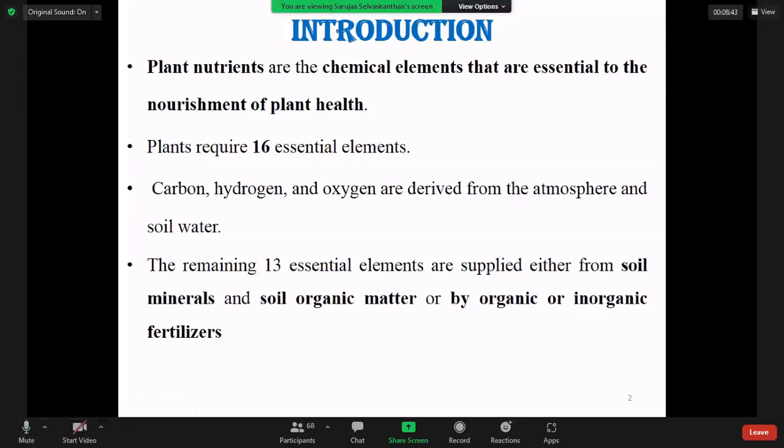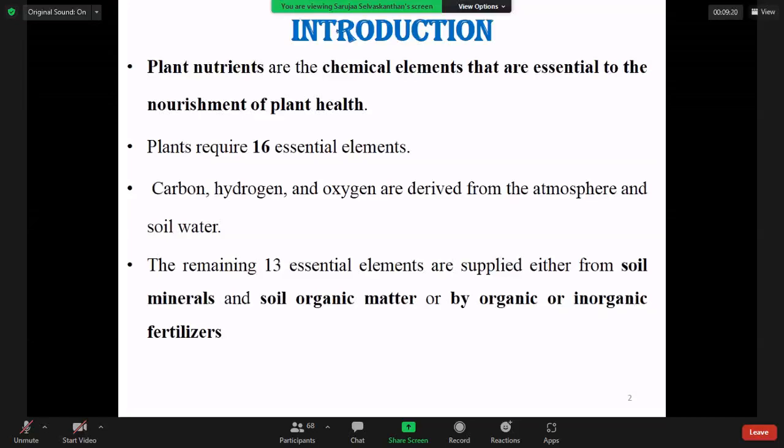Any other macro elements? Manganese. Like that, there are 13 essential elements, which are supplied to the plant by your applications of organic or inorganic fertilizers or organic matter or soil minerals. From the soil minerals, it can be obtained, or from the organic matter, or organic and inorganic fertilizers.